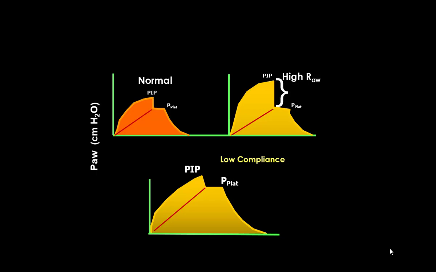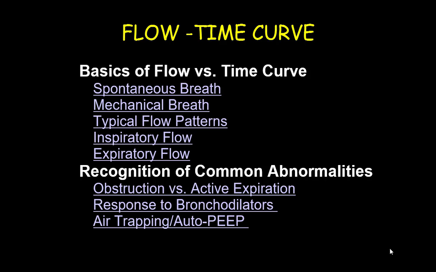So this is a comparison of all three. This is increased resistance, this is low compliance. The next curve is the flow time curve. So again the same thing, the same amount of information plus something more. Now the flow time deals with inhalation and exhalation.